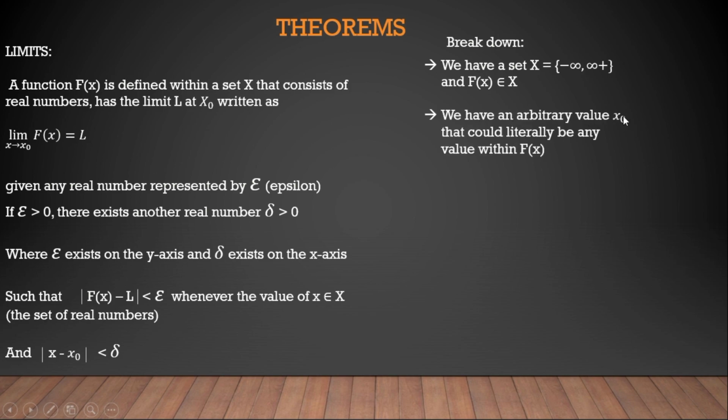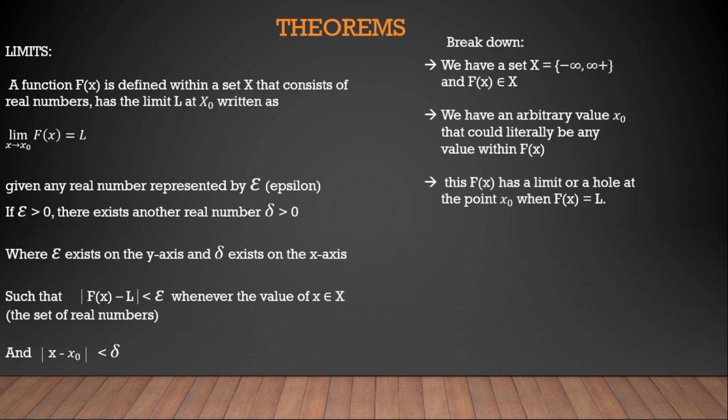And we have an arbitrary value x naught that could be literally any value within the graph of f of x. Any x value that we choose could be our x naught. The theorem says that if we have a function f of x defined on a set x of real numbers, then it has the limit L at that x value. Let's say we have our initial value of 1, meaning f of x is also going to be 1, and our limit is also going to be 1, because that's as far as we go.